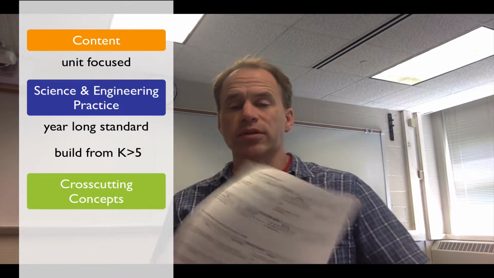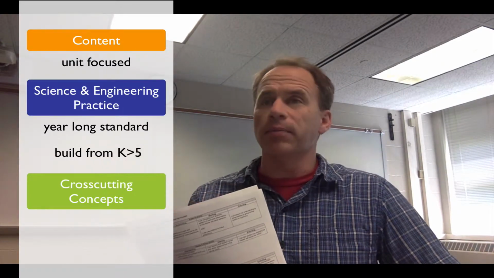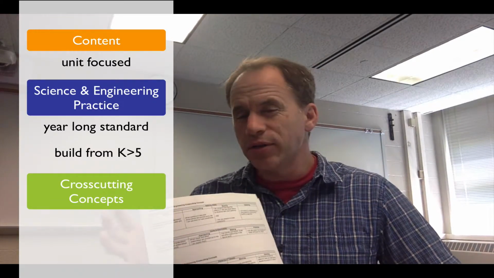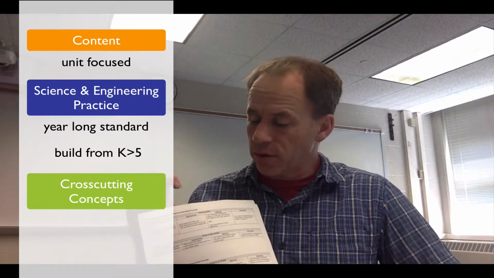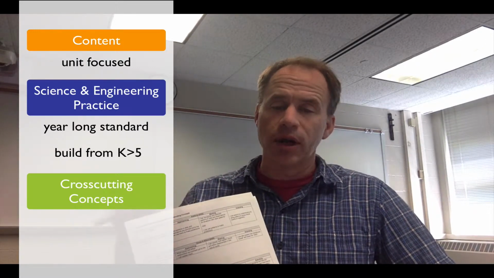Then the third piece is the cross-cutting concepts. And these are those really big overarching ideas like patterns and cause and effect and thinking of systems. Each grade level has 2 or 3 or 4 of these cross-cutting concepts. So, what do we want them to understand in terms of patterns or cause and effect relationships?